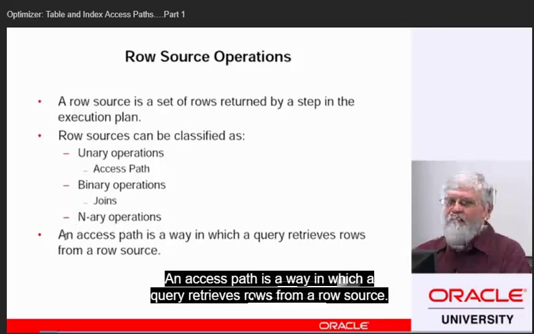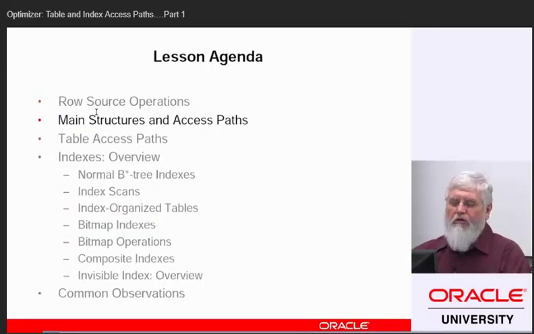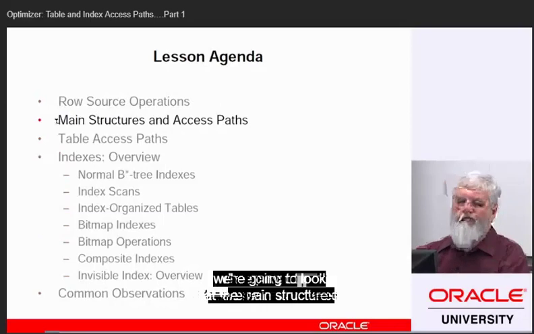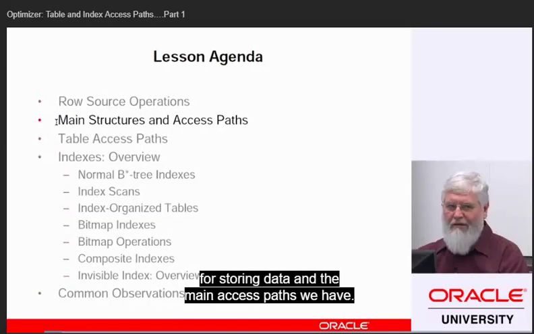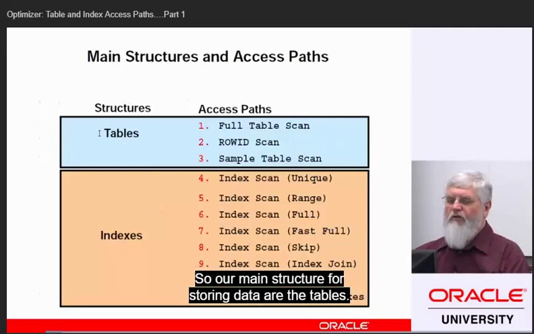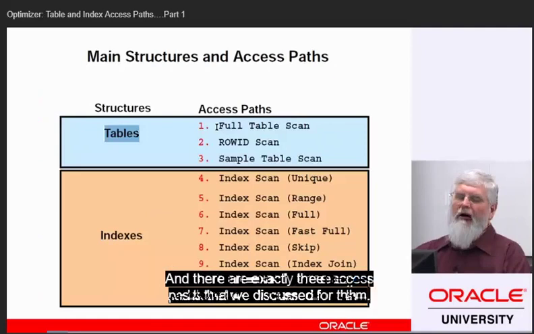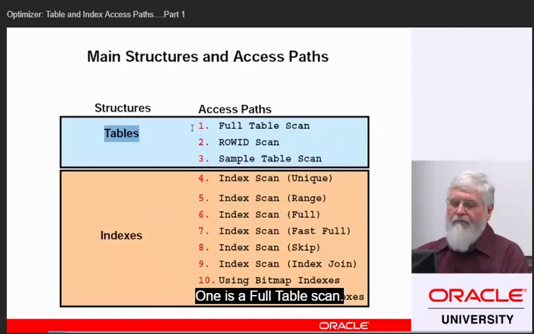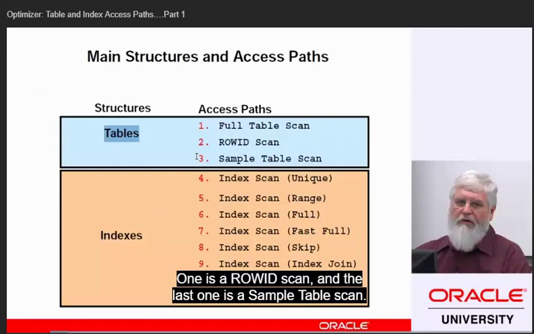So now that we've discussed the row source operations, we're going to look at the main structures for storing data and the main access paths we have. Our main structures for storing data are the tables, and there are exactly 3 access paths that we discuss for them. One is a full table scan, one is a row ID scan, and the last one is a sample table scan. We use indexes if we want to access a small number of rows in our tables, and for the indexes we have more access paths.